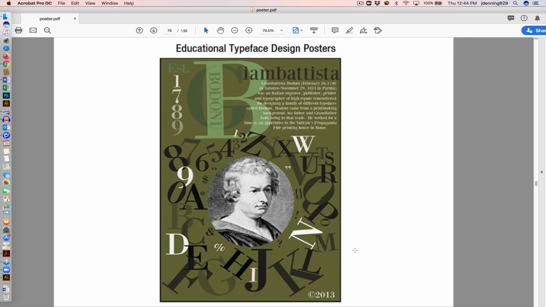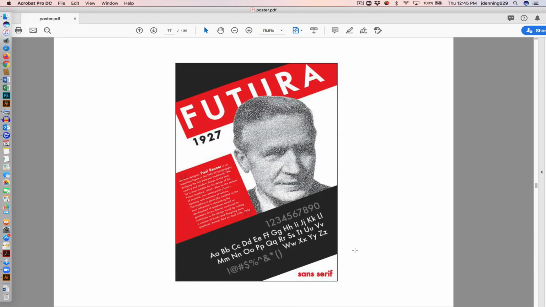What I want you to do this week is just explore, have fun, sketch, and finish all of your research. So you want to have all of the text that you're going to include. You want to have the typeface, all of the letter shapes, and the numbers 1 to 9. There's lots of different ways that you can approach this project, but the end result is going to be a beautiful educational poster that informs someone about this typeface and also about this designer and their contributions to the world of design.